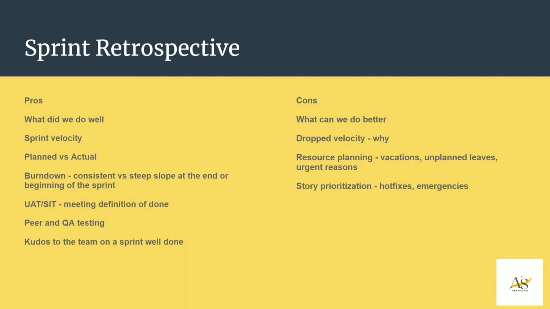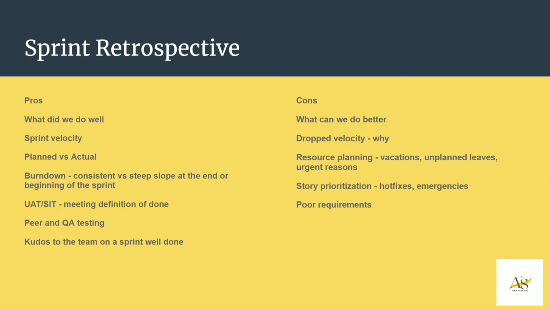Similarly, all stories are not equal in a sprint, right? Some are higher priority, urgent fixes, emergencies. Those definitely you want to always give priority and make sure you get done. So you might have a dropped velocity, but ideally those should be the lower priority ones. And if you don't do that, then again, that should be captured in your cons section here.